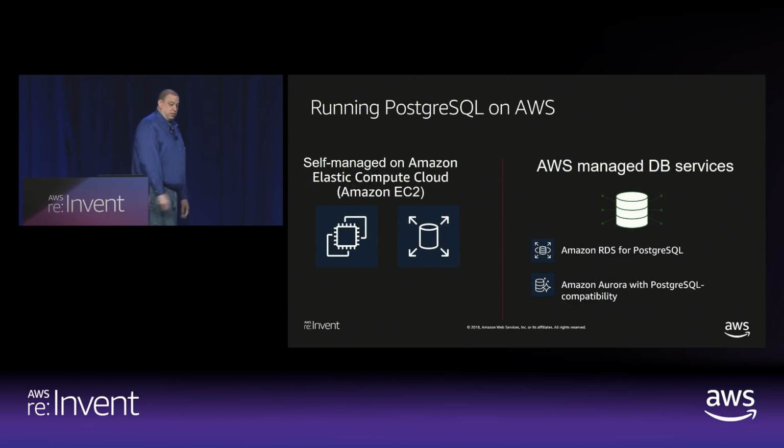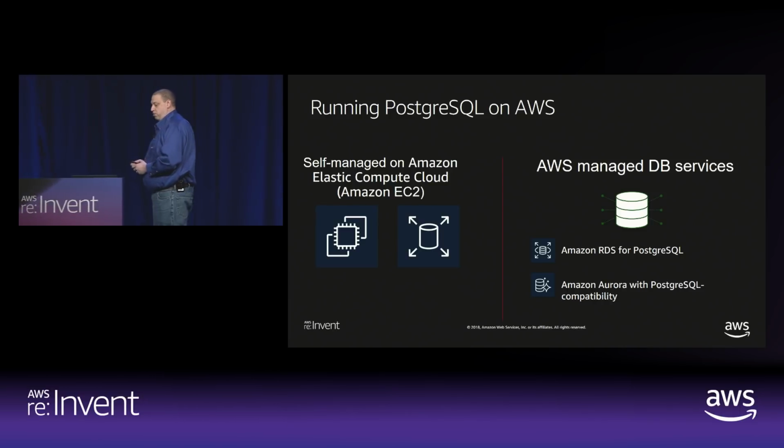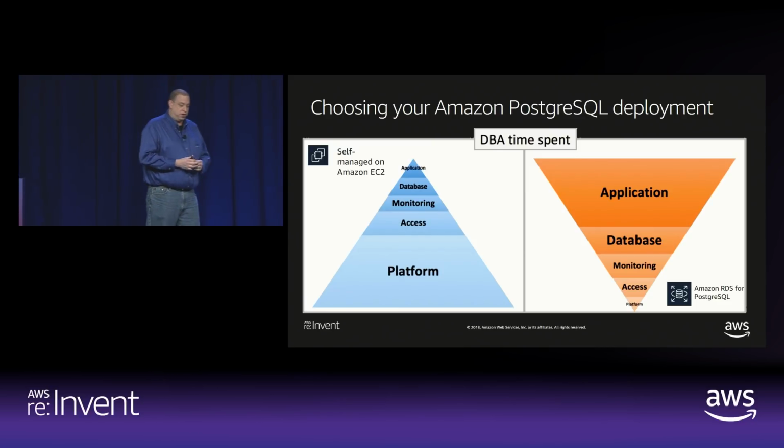When you want to run Postgres on AWS, you have a few different options. You can run it self-managed on EC2 and put your data on EBS volumes. Or you could run it in a managed service, either through RDS for Postgres or Aurora with Postgres compatibility. And now the clicker's working. Cool.